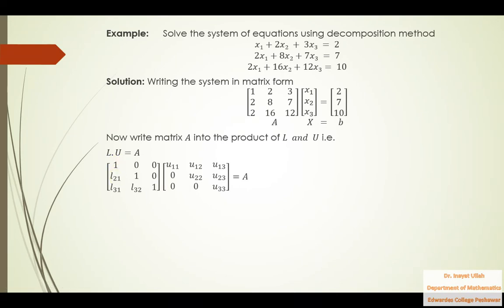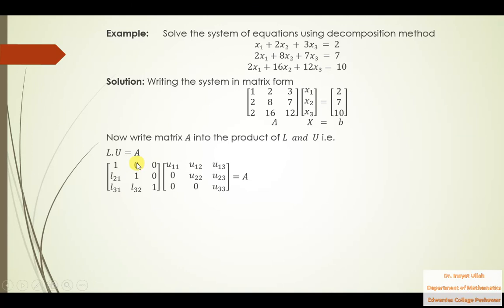This element is in the second row and first column, so it is denoted by L21. L stands for lower, so that's why we denote it by L21. That is 1 and this is 0. This element is in the third row and first column, so this is L31. This element is in the third row and second column, so this is L32. So we need these three values for this lower triangular matrix: L21, L31 and L32.